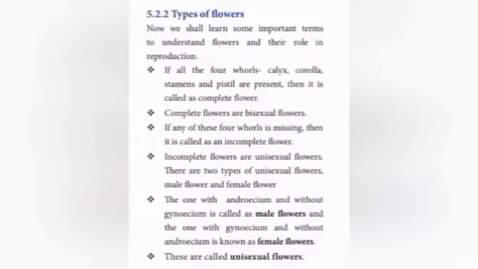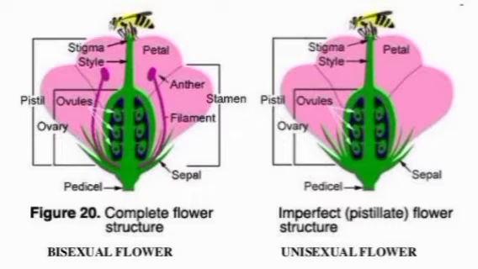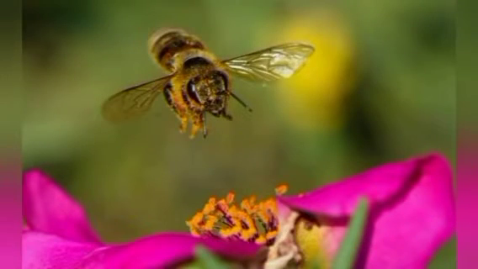They are of two types. Unisexual flowers are classified into two types: one is a male flower and the other is a female flower. The one with androecium and without gynoecium is called a male flower. The one with gynoecium and without androecium is known as a female flower. These are called unisexual flowers.